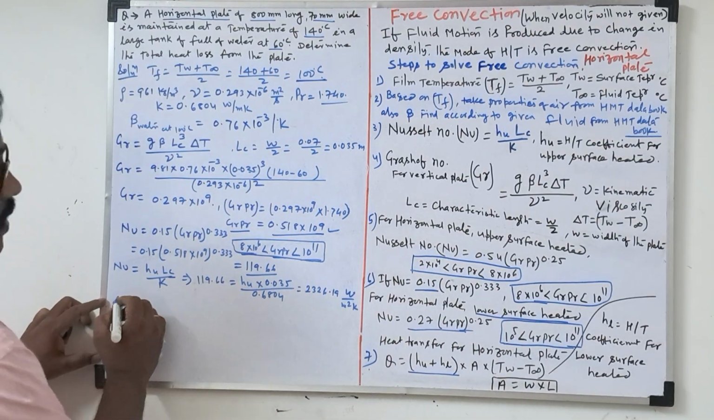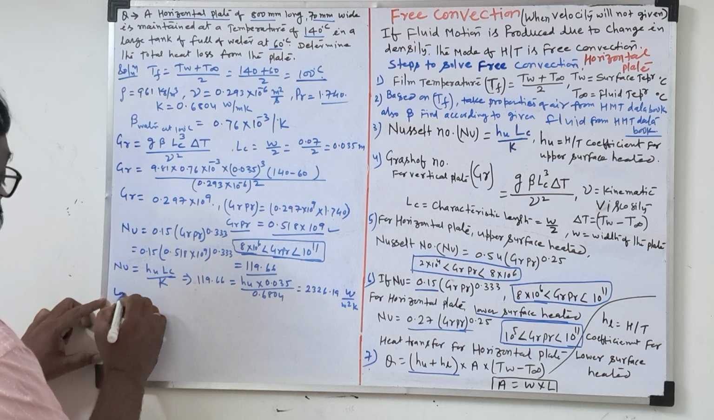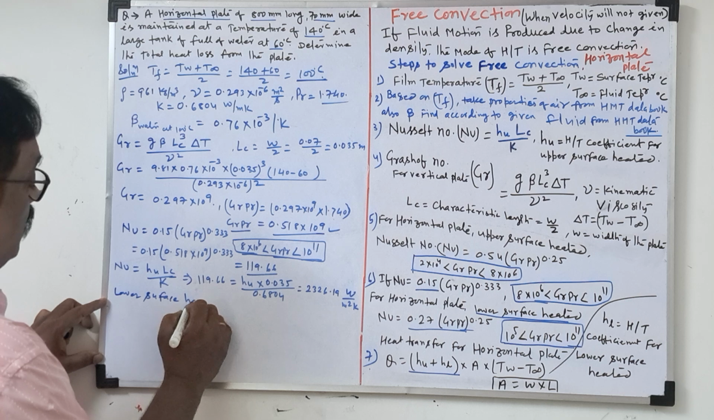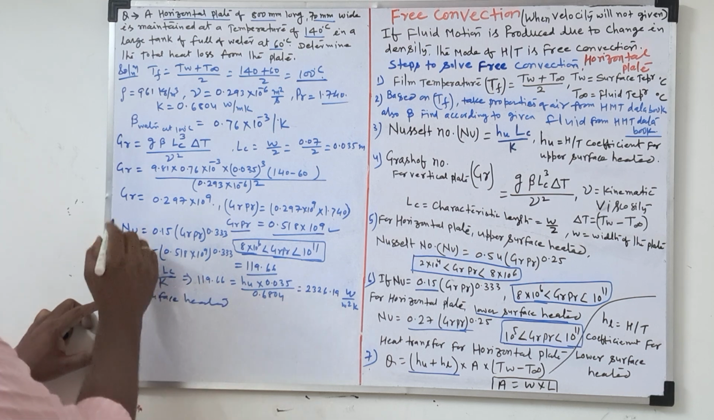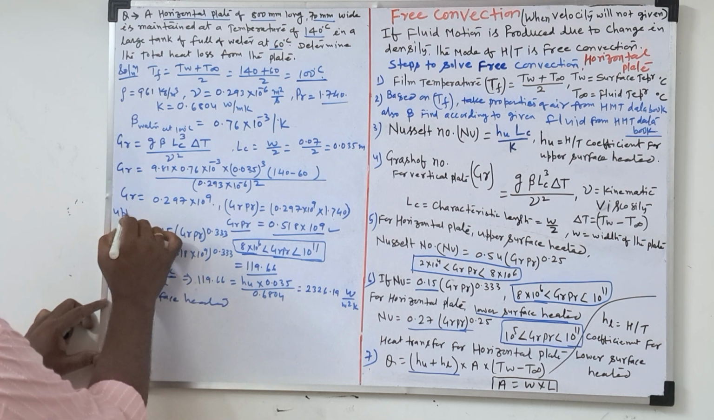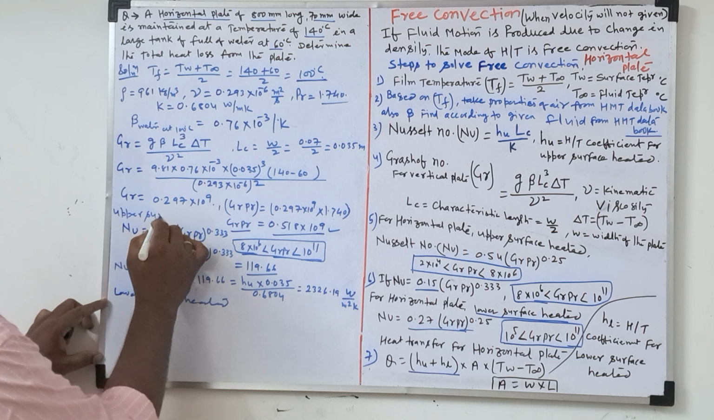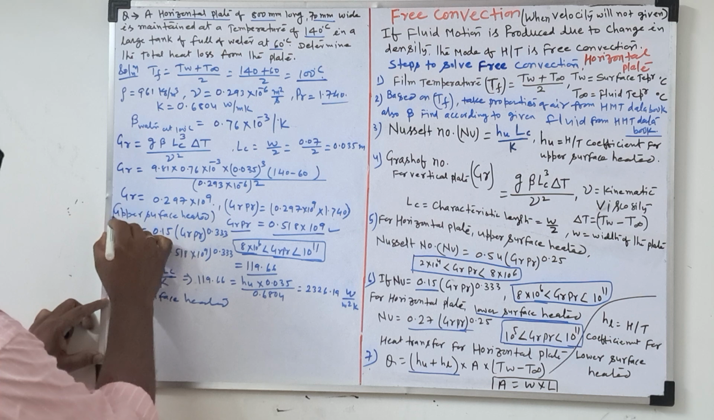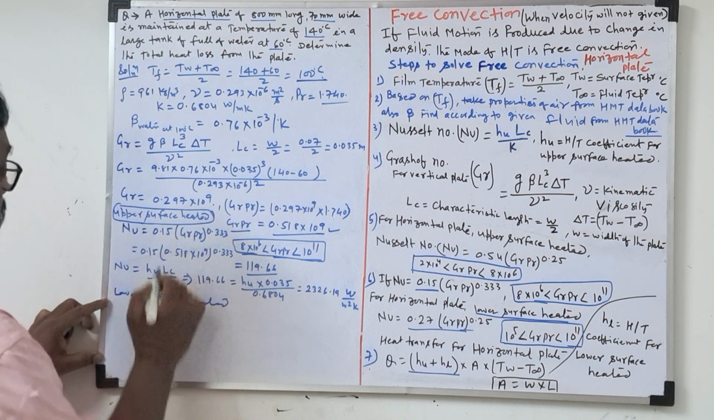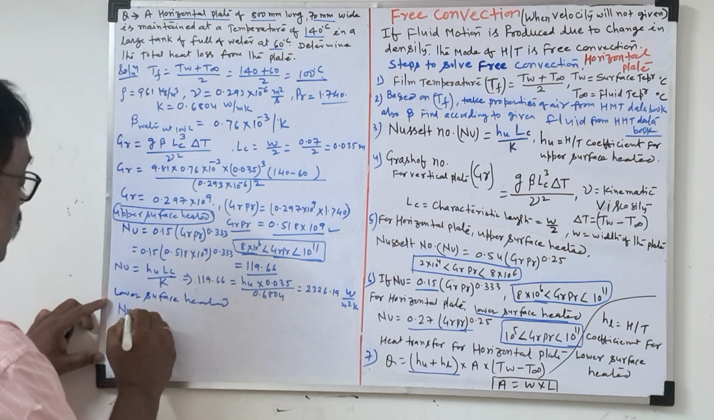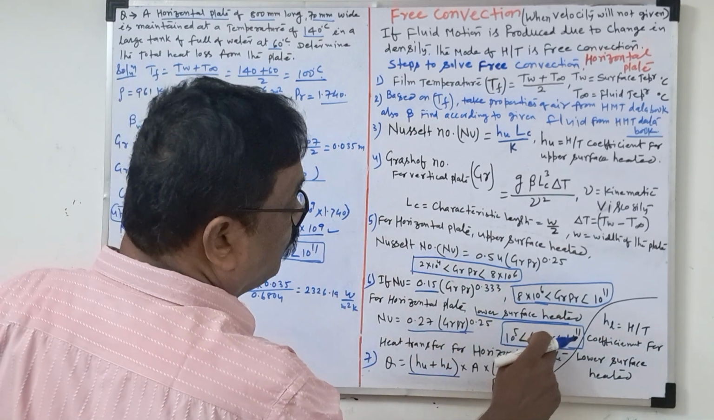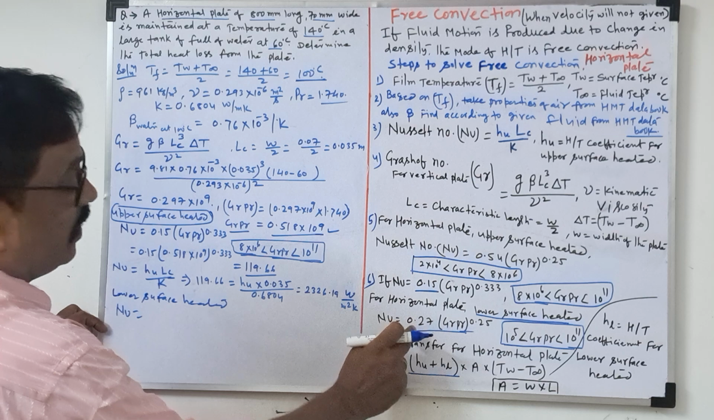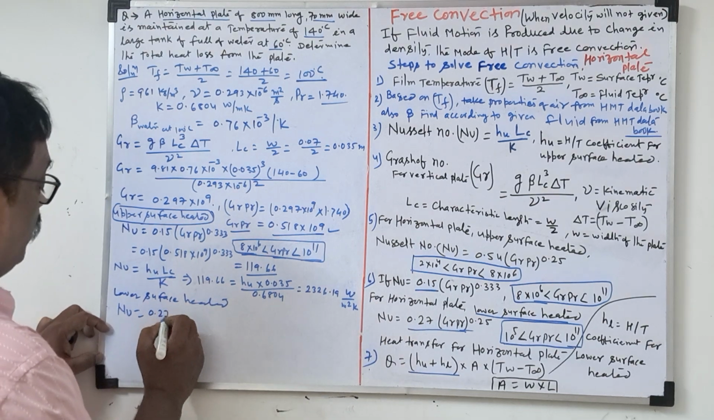So for lower surface heated, you can write here upper surface heated. Now for lower surface heated, what is the Nusselt number? Because this single range is 10 power 5 to 10 power 11, and our GRPR product is coming 10 power 9, so directly we write 0.27 GRPR power 0.25.